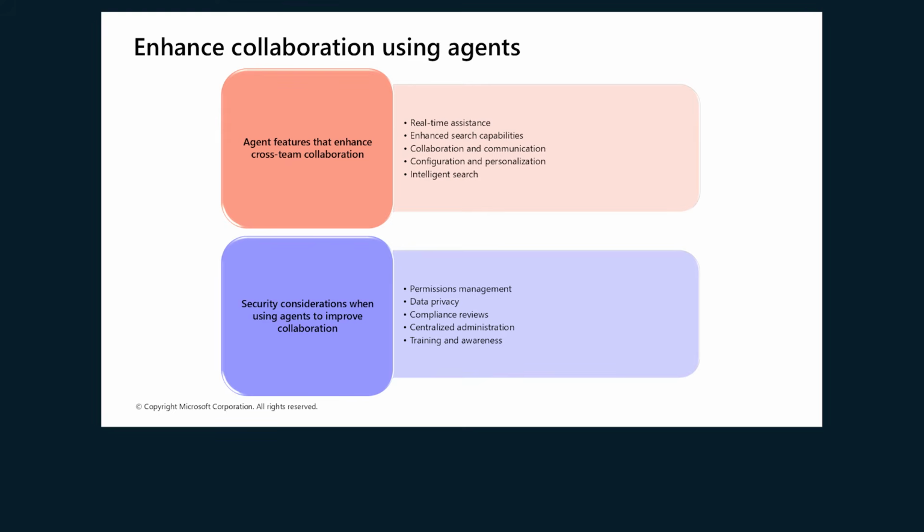Search is another area where agents shine. Traditional search tools can be hit or miss, but agents understand the context of your work. So if you're working on a project, they'll help you find documents related to that project, even if the keywords don't match exactly. That's true in both SharePoint and Copilot Chat. And it makes finding the right information faster and easier.